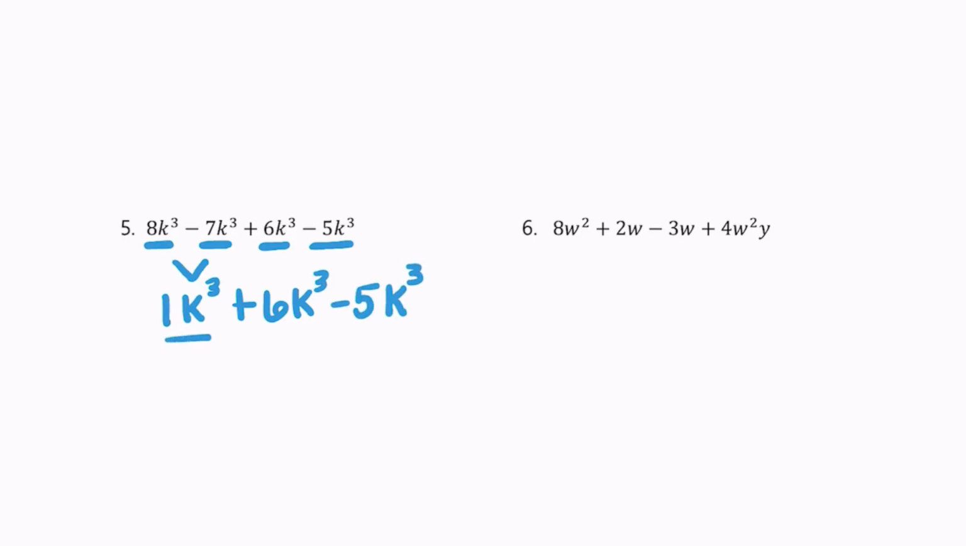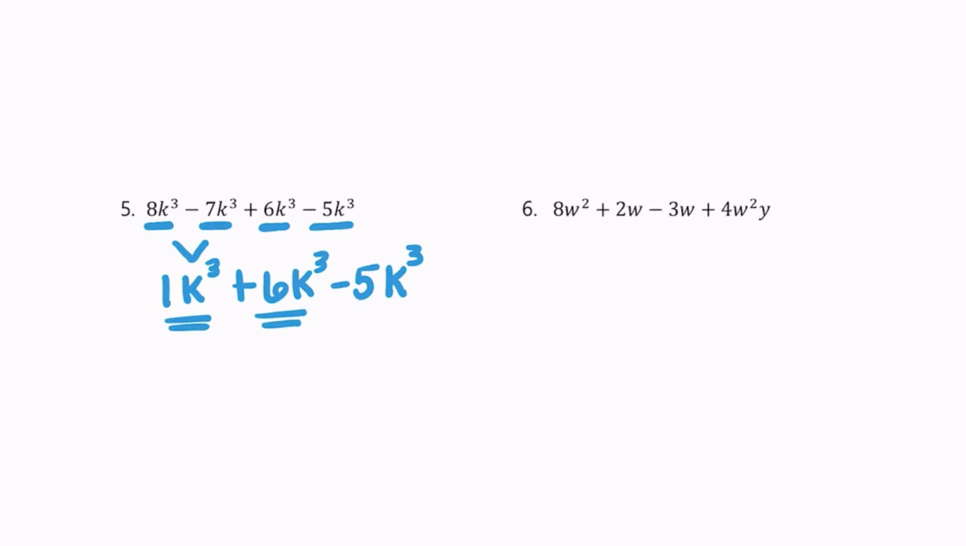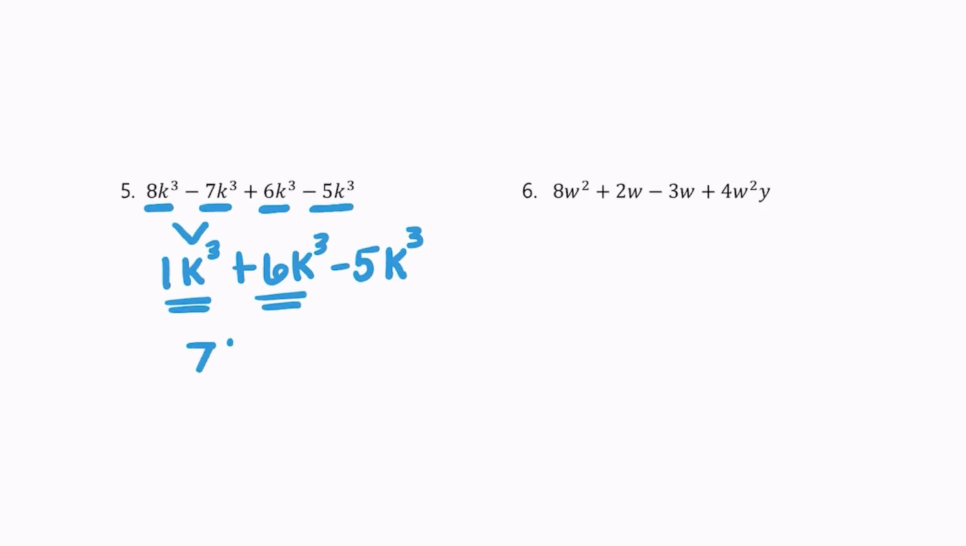Then we can do 1k plus 6k, which will give us 7k cubed, and we can then bring down the minus 5k cubed. And then last but not least, 7 minus 5 gives us 2k cubed. So we're left with one single term there, and it's 2k cubed. Now you could have also just gone one shot, 8 minus 7 plus 6 minus 5, type that all at once in your calculator, and you would have been left with 2. What's important is that you worked from left to right.